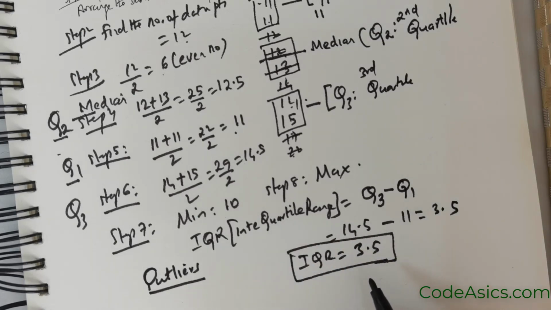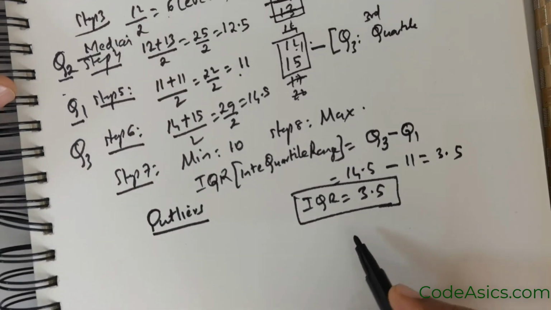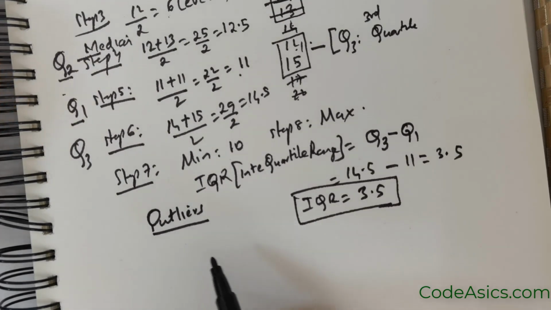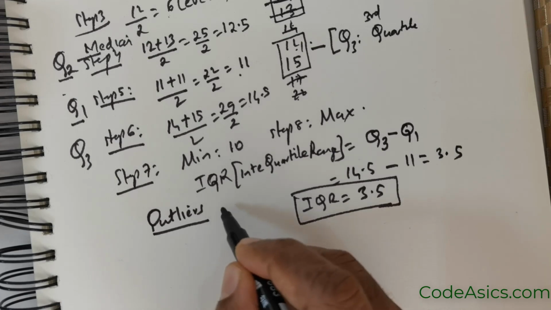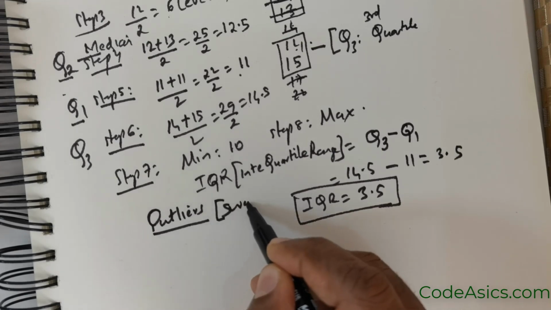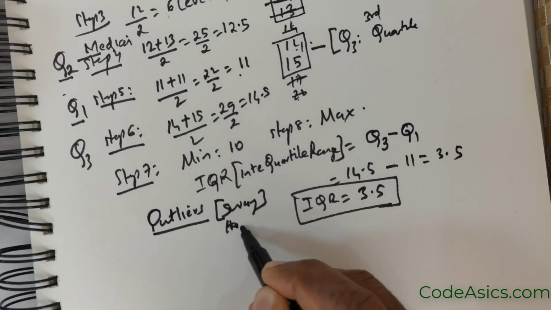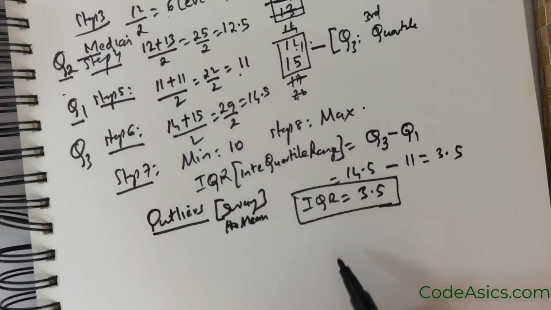Now you might be wondering, why do we need this IQR? We are going to find, as I mentioned to you, outliers. Now what is an outlier? An outlier is that particular value which has the power to sway the mean, right? Now what is the mean? The mean is the average entry, right?